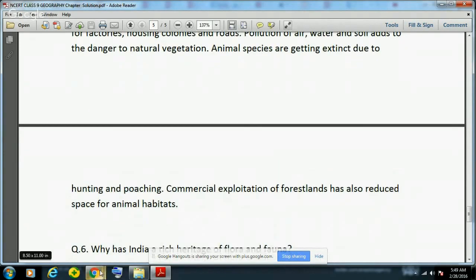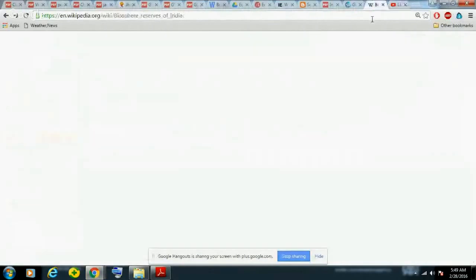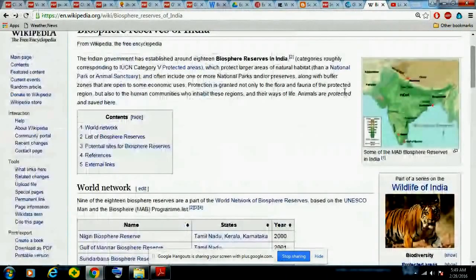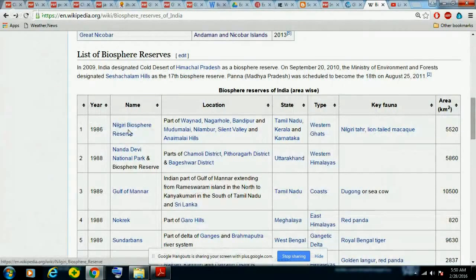Now we'll see the 18 biosphere reserves of India. See, the Indian government has established around 18 biosphere reserves in India. The first biosphere reserve was the Nilgiri Biosphere Reserve, and it lies in the states of Tamil Nadu, Kerala, and Karnataka.